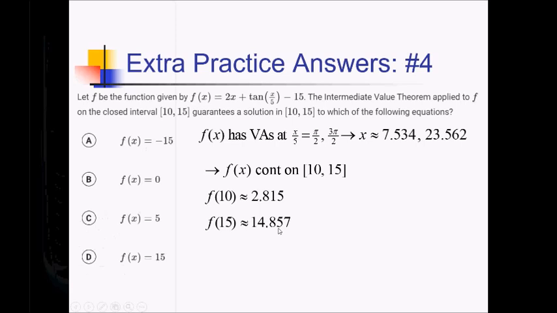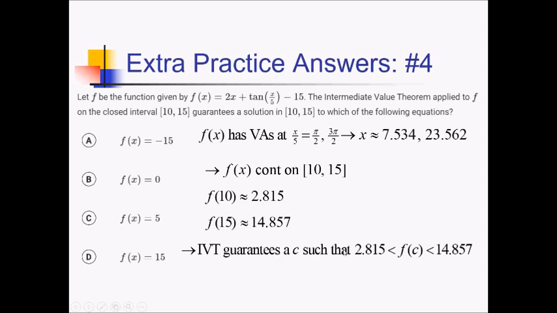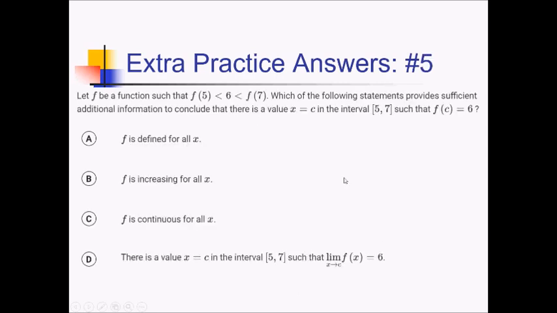So we're looking for a y value that's between these two values. Any y value between these two will be guaranteed to be on the interval from 10 to 15 by the IVT. Looking at our choices, negative 15 is too low, 0 just misses the cutoff, 5 is in there, 15 just misses the cutoff in the other direction, so the only one that works is choice C. So we're guaranteeing something between these two numbers. Choice C does that.